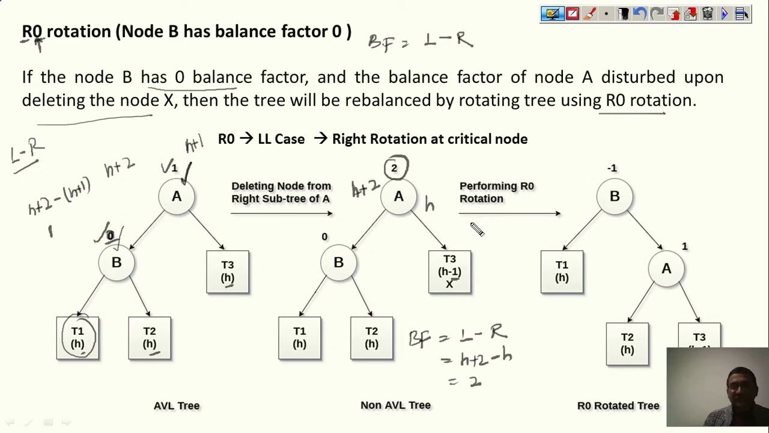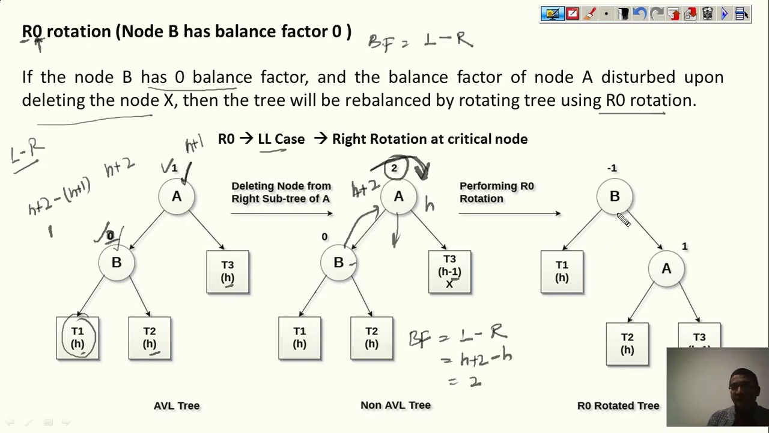This scenario is similar to the LL case. In the LL case, what is required? You need to do a right rotation at A. When you do the right rotation at A, what will you get? This goes up, this goes down, this becomes the right child of this, and this becomes the left child of A. So you can see here.